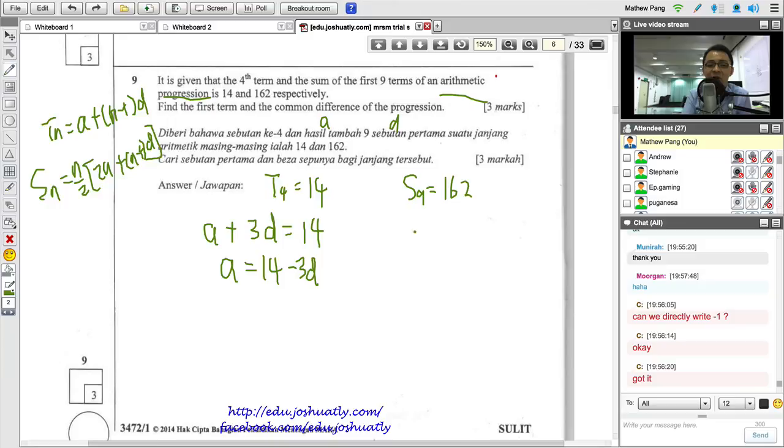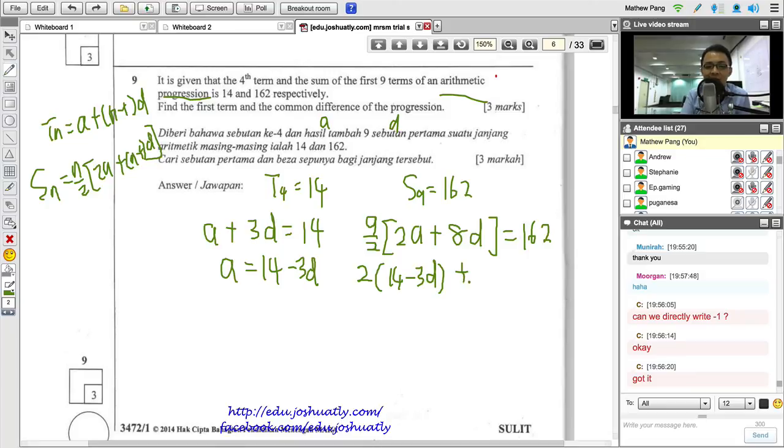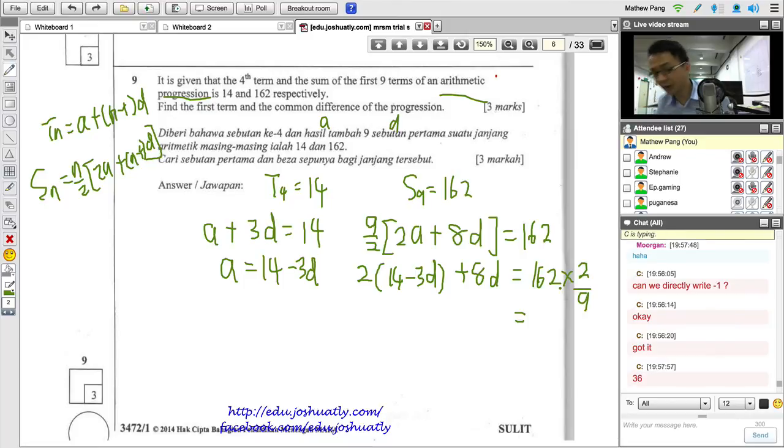And then Sn. N is 9, so it will be 9 over 2 times (2a plus (n minus 1)d), where n minus 1 is 9 minus 1, which is 8d, equals 162. So I need to solve this one. For A, I substitute in 14 minus 3d, and then plus 8d. Where is my 9 over 2? I'm going to move it to the other side, becoming 162 multiplied by 2 over 9. I use the calculator to do the work: 162 multiplied by 2 divided by 9. I've got 36.